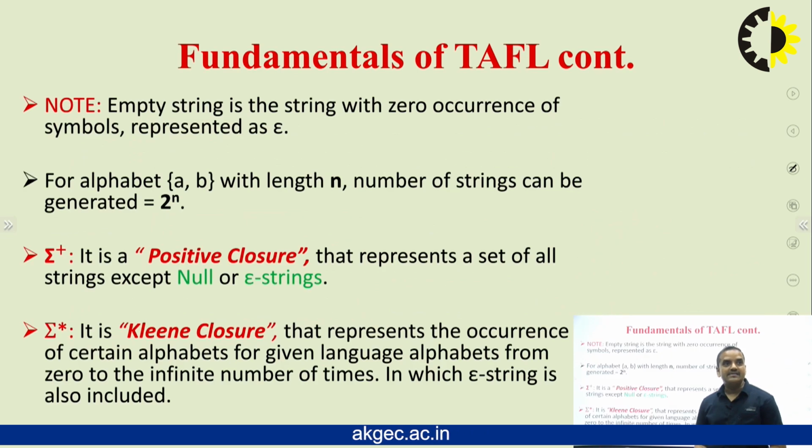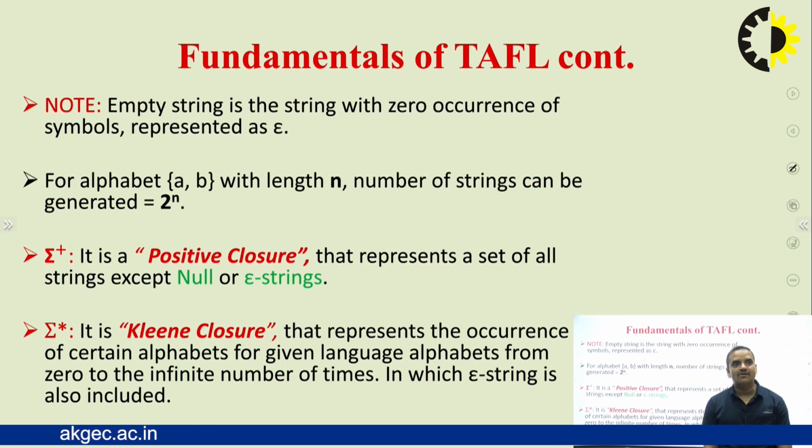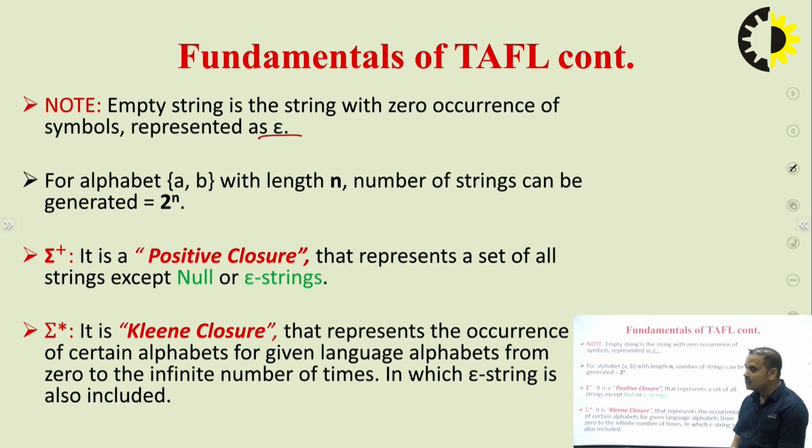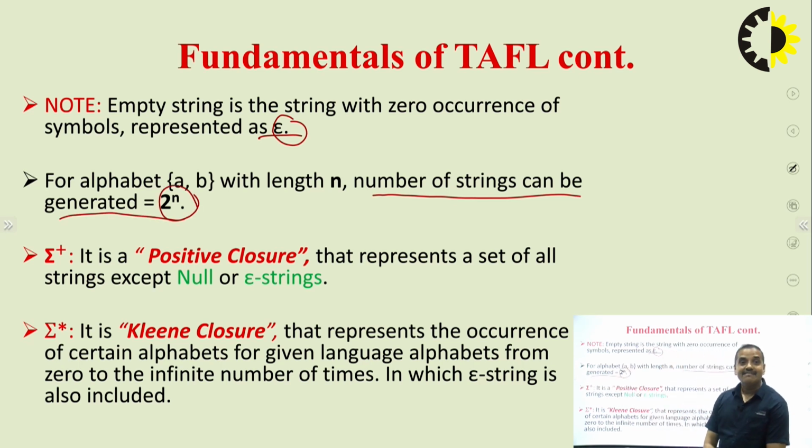Now, the next point is the empty string. It is the string with zero occurrences of symbols and is represented by epsilon. If we want to denote a null or empty string, then we use epsilon to denote the null string. For alphabet a, b with length n, the number of strings that can be generated is 2 power n. If n is the length of the given string, then the number of strings that can be generated is 2 power n.